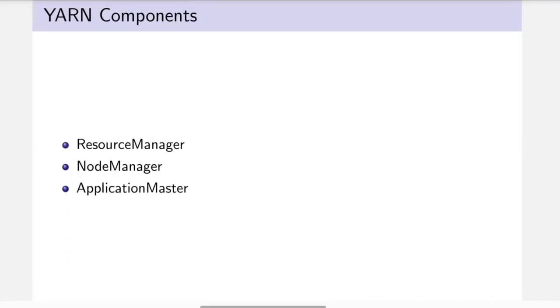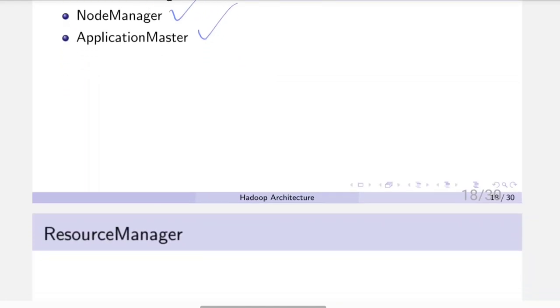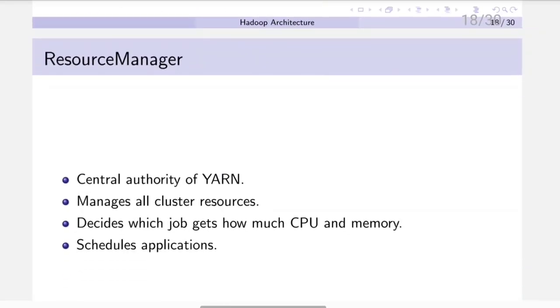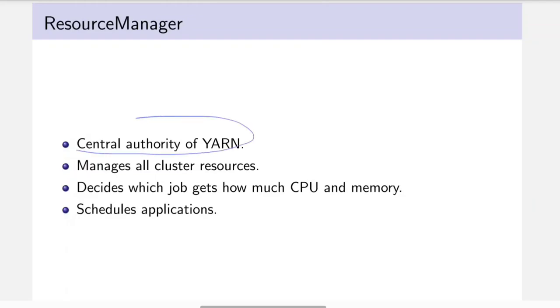Now YARN has three more important components. One is the resource manager, which allocates resources. Another one is the node manager, and the last one is the application master. So what is a resource manager? It is like a central authority of YARN. It controls the entire cluster. Now it allocates CPU and memory for tasks.